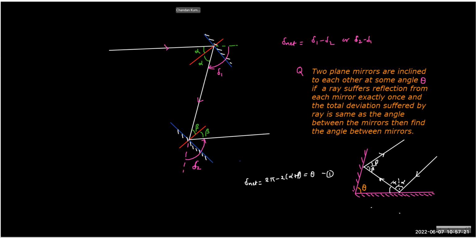Leave it. So this is how much? 90 minus alpha. So this is simple geometry. If your normal is making beta, then the other will be the complement. We can also use a triangle property which says that the sum of the angles is how much? So basically alpha plus beta is nothing but theta. So from equation 1, 2 pi minus 2 theta is equal to theta. So theta is 2 pi by 3, which is 120 degree.